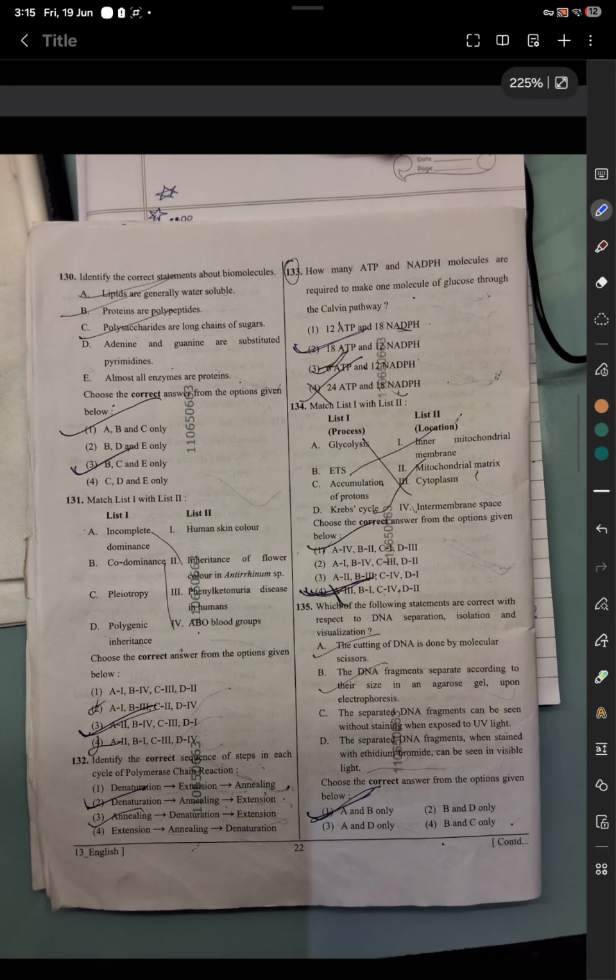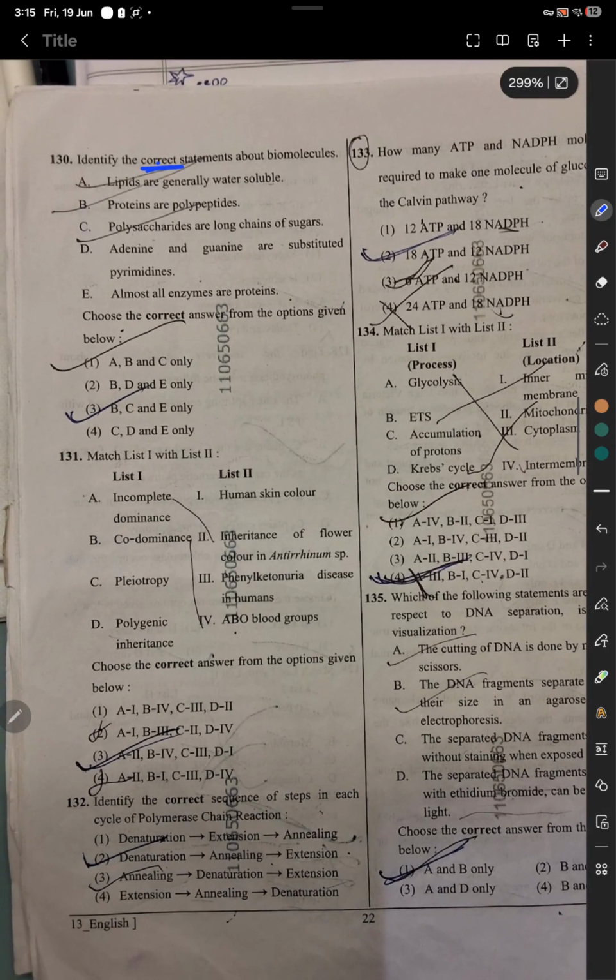Question 130. Identify the correct statement about the biomolecules. So it's asking correct. Then your option B, C and E are correct. B, C and E are correct. D and A are incorrect.